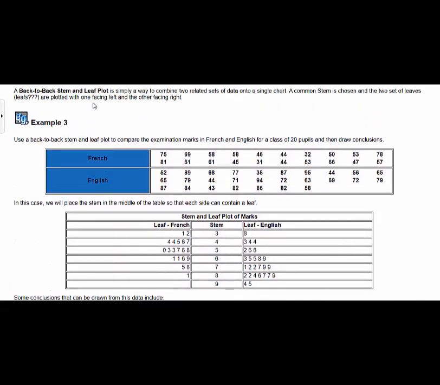Essentially, a back-to-back stem and leaf plot is taking that previous one and going a step further. It's allowing us to compare 2 similar sets of data. So in this case, we're comparing examination marks between the French and English classes. It says for 20 pupils, but obviously there were more than 20 pupils in the second group.